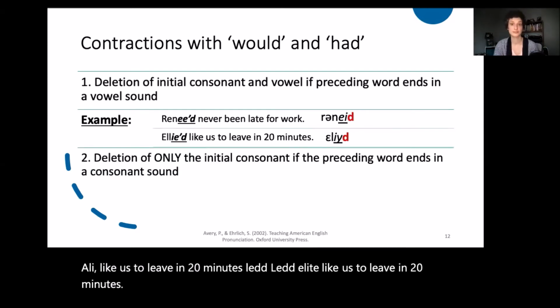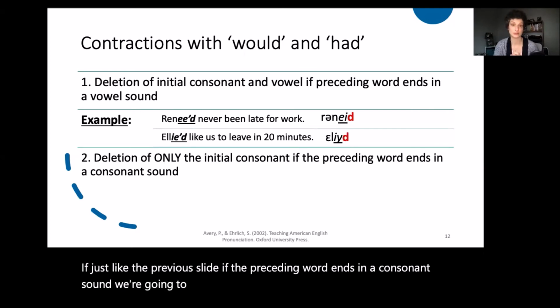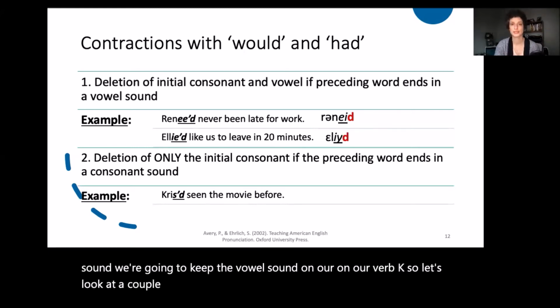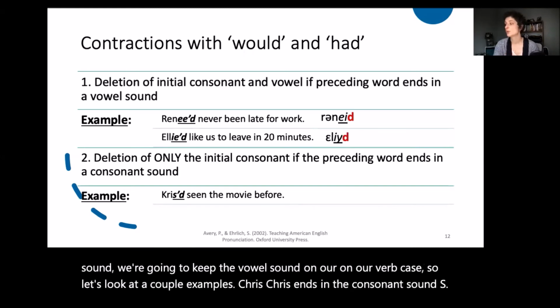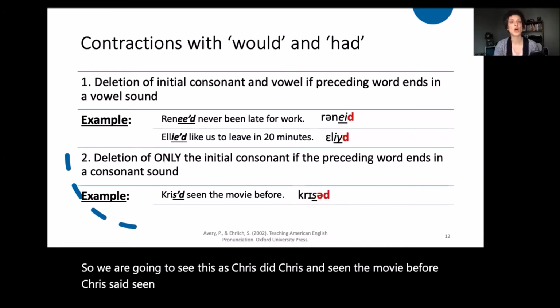Now, just like the previous slide, if the preceding word ends in a consonant sound, we are going to keep the vowel sound on our verb. Let's look at a couple examples. Chris ends in the consonant sound S, so we are going to say this as Chris'd. Chris'd seen the movie before.